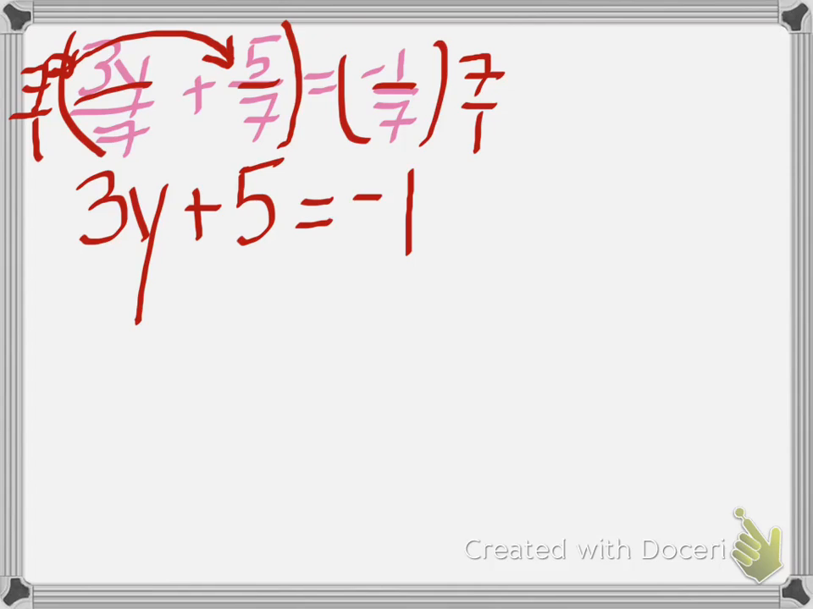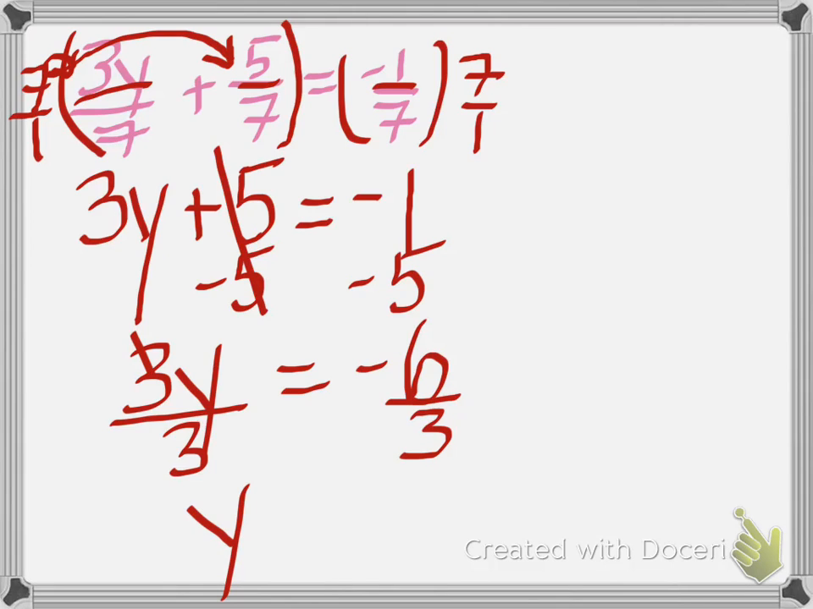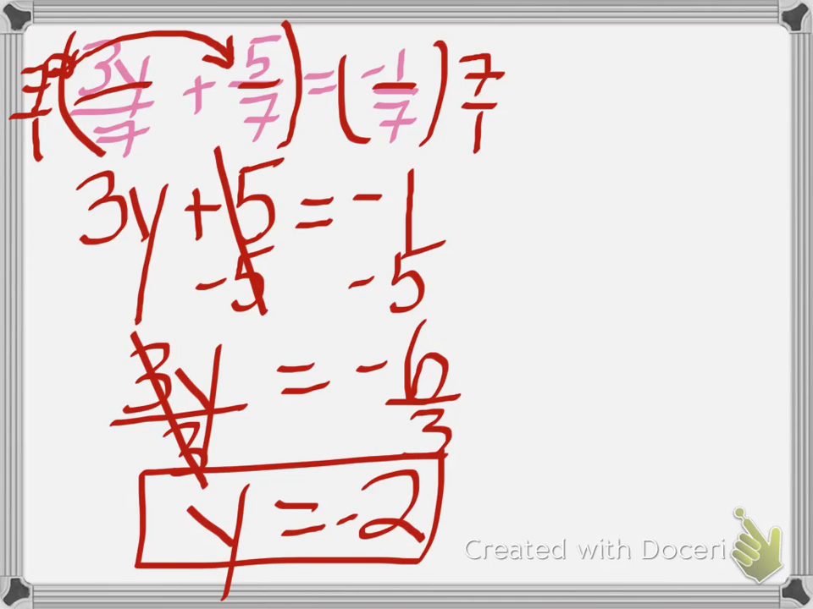Now I have the variable thing, I have the other thing. Let's do the other thing first. 3y, goodbye, equals negative 1 minus 5, that's a negative 6. I see multiplication, so I do division. y equals negative 6 divided by 3 is a negative 2. Okay, and you could have done this without using the strategy, with just keeping all the fractions in. You'll get the same answer.